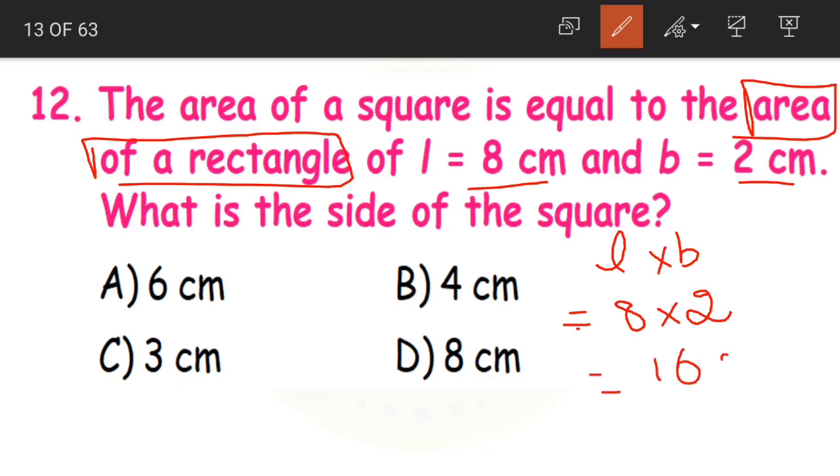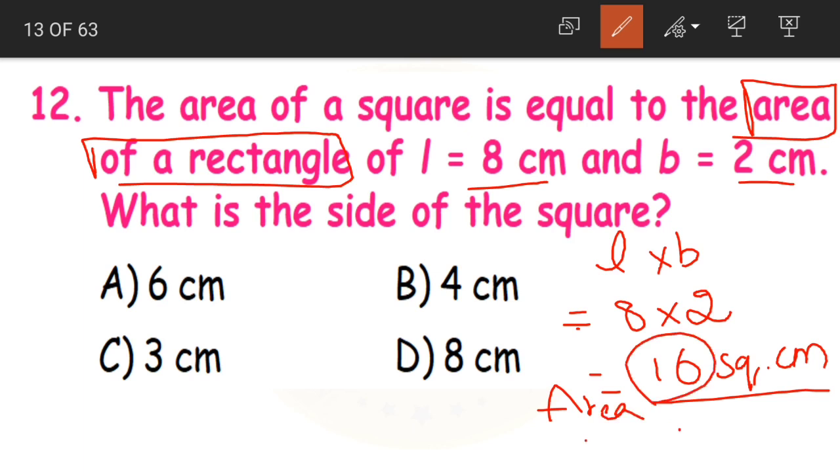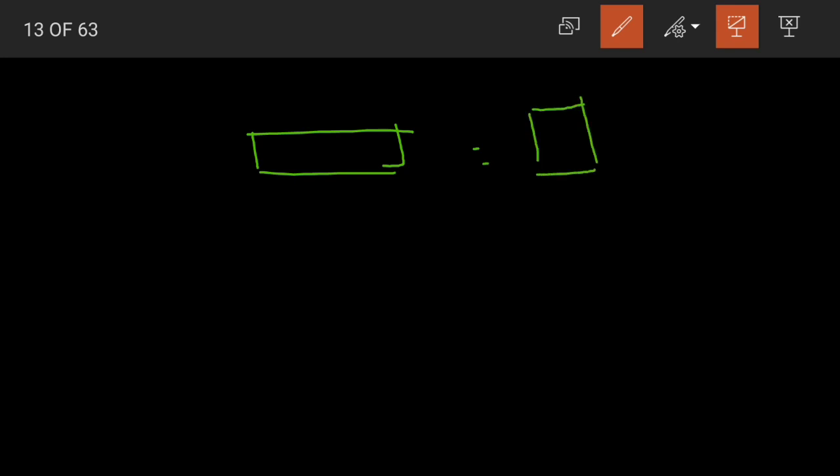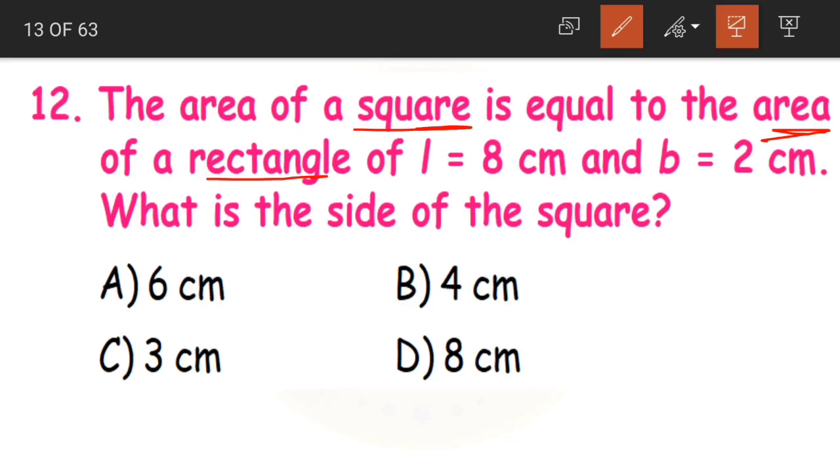So 8 into 2 is equal to 16 square centimeters. This is the area of the rectangle. Area is 16. What are they saying? The area of the rectangle is equal to the area of the square. Now what is the area of the rectangle we got? We got it as 16. So what will be the area of the square? It would be 16 as well. Understood? The area of the square is now 16.